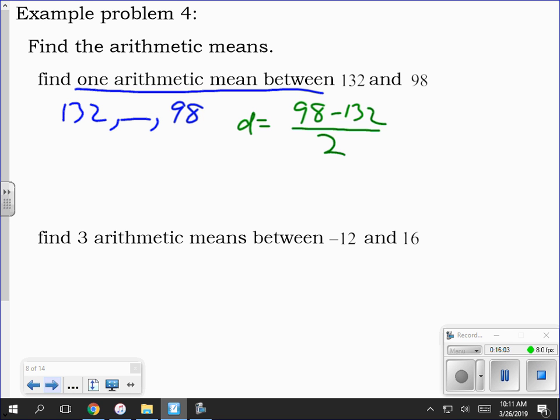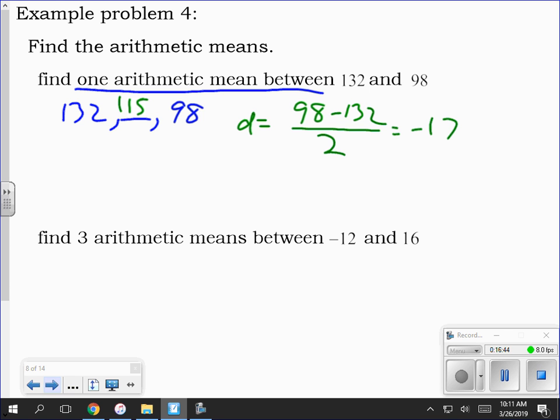So I take 98 minus 132 and divide that by 2, and I get negative 17. That's what my D is. My D is negative 17. So how do I get from 132 to the next number? I subtract 17 from it. So 132 minus 17, and the number that goes in the middle here is 115. That's not that hard.